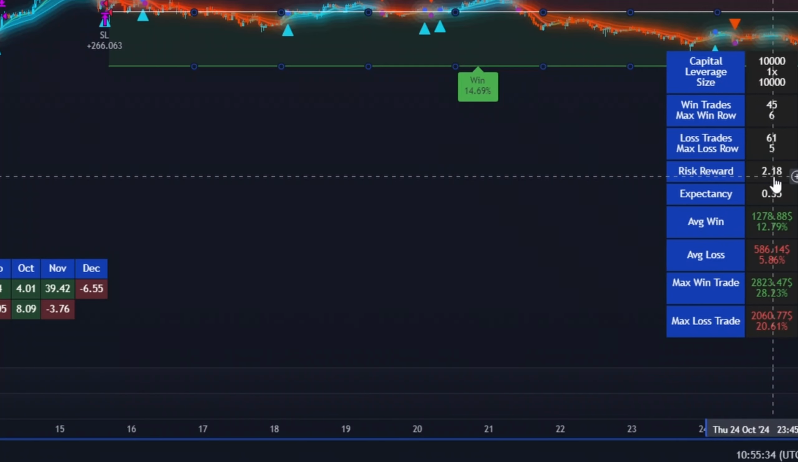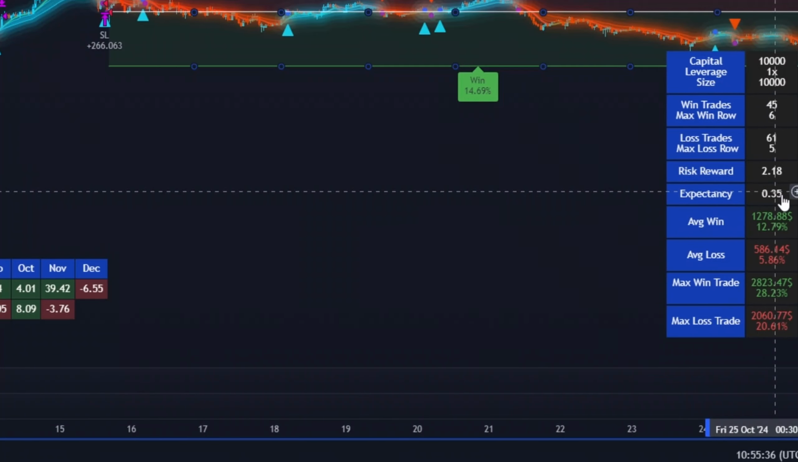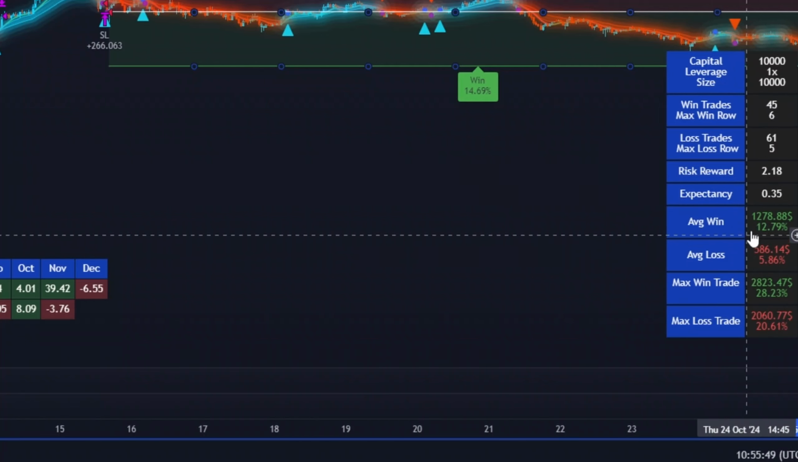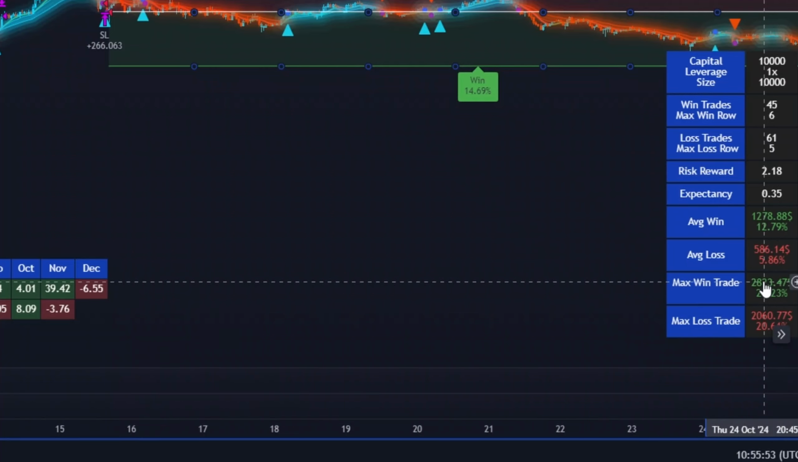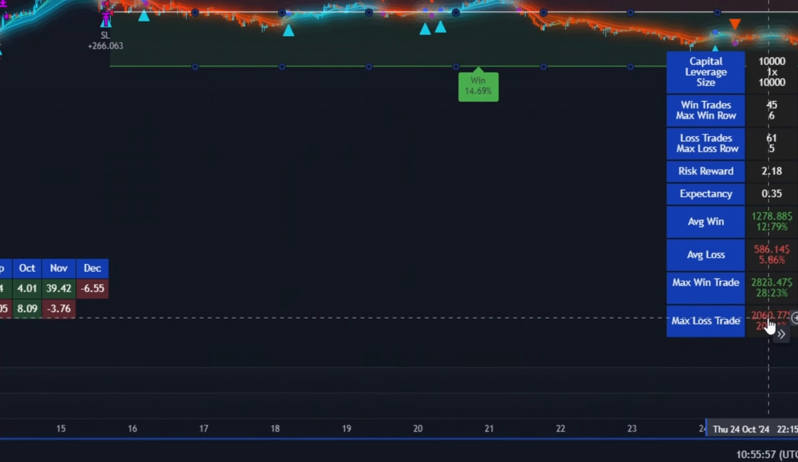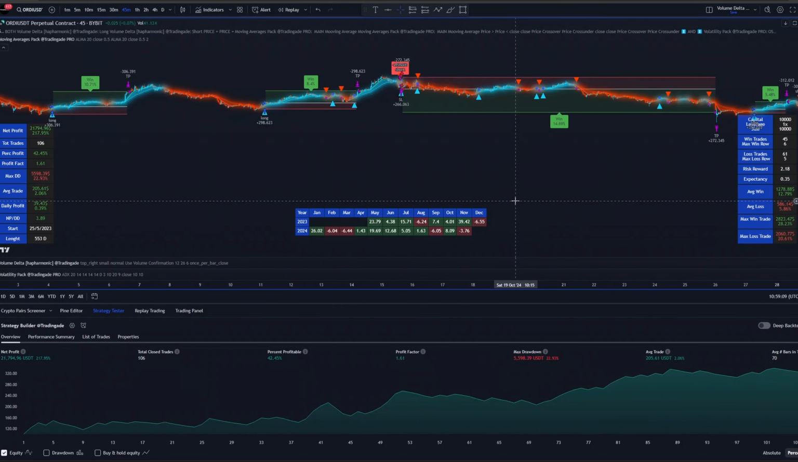Average risk reward of 2.18, expectancy 0.35, both of these two values are great. Average win 12.79%, average loss 5.86%, max win trade 28%, max loss trade 20%. We can certainly state that this is a good strategy. The only thing that I don't like so much are the max win trade and max loss trade, which basically are balanced, and considering that this is a trend following strategy, I would have expected some better max win trade value.